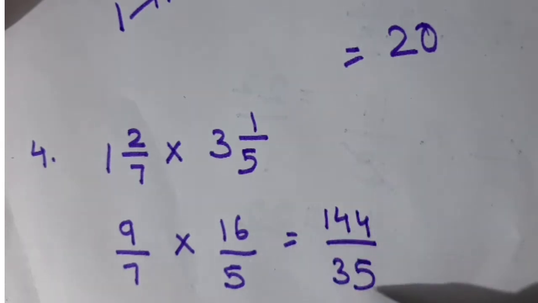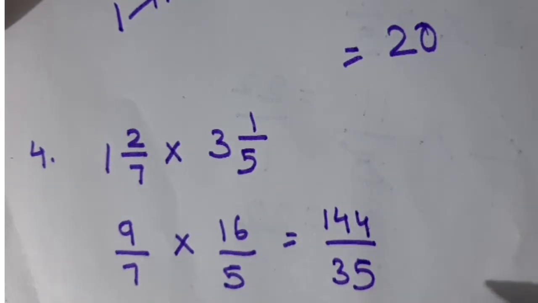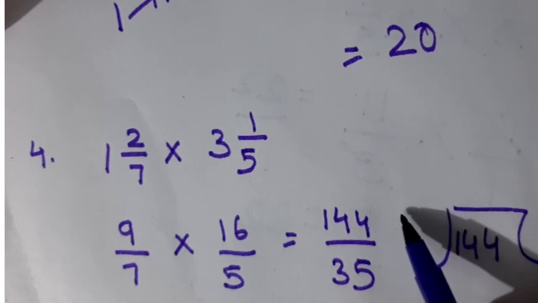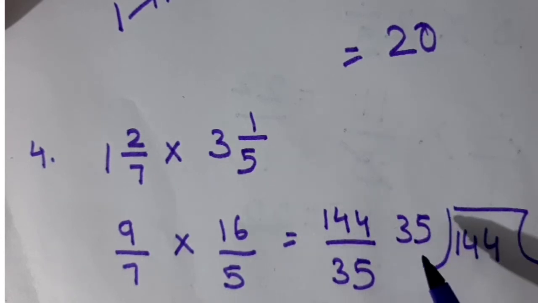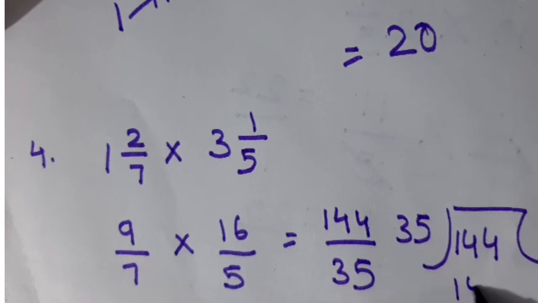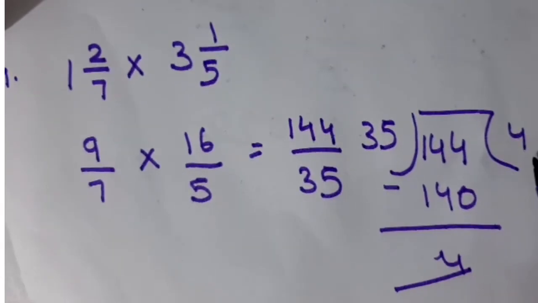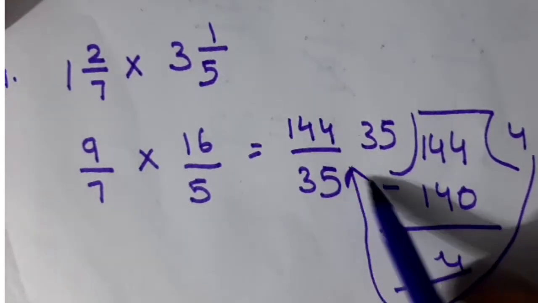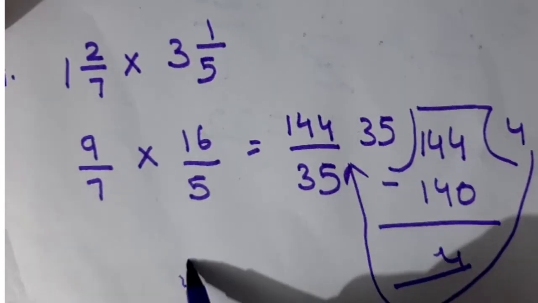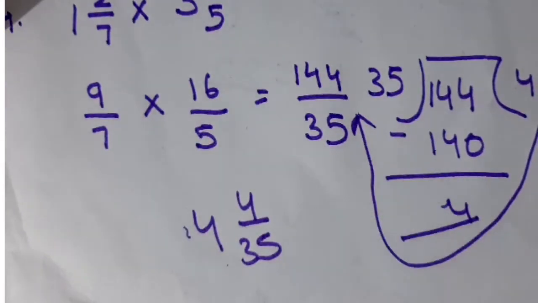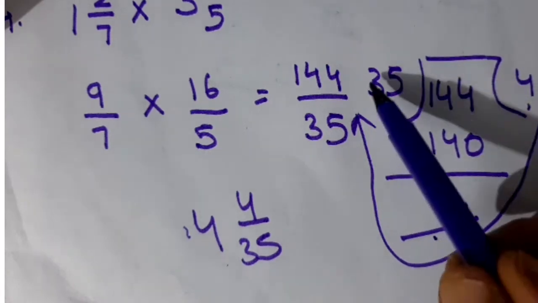Now students, it is an improper fraction. You will never leave your answer as an improper fraction. If the fraction is improper, you have to always convert it into a mixed fraction. So now I am converting this into a mixed fraction. 35 fours are 140. Now subtract this, that is 4. You will write like this. Here my answer is 4 4 upon 35.